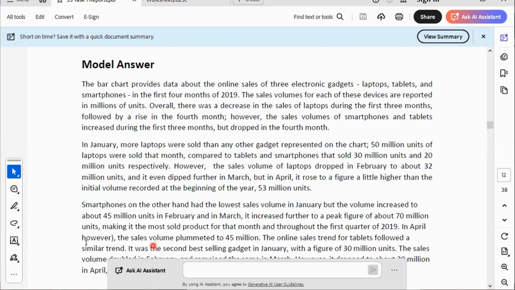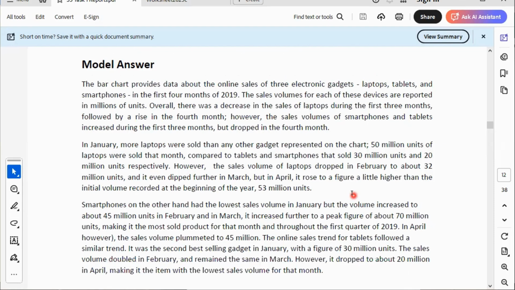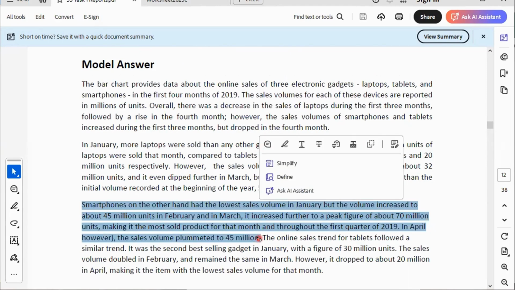In April, however, this bracket is not necessary. There should be a comma here, not bracket. In April, however, the sales volume plummeted. What is the meaning of plummeted? Plummeted means reduce. It reduced. Okay, so you see that I'm just describing laptop only. I'm focused. This sentence all the way from here till this point is for what? Laptops only. So you pick one category and you describe it all the way till the end before moving to another category.